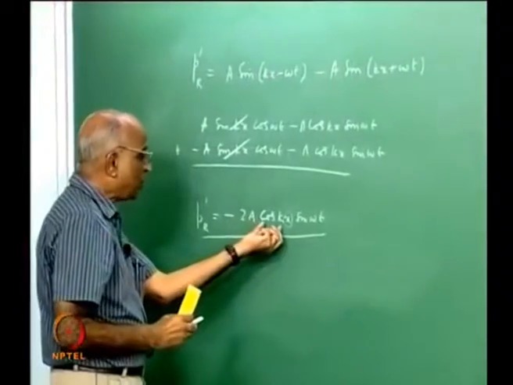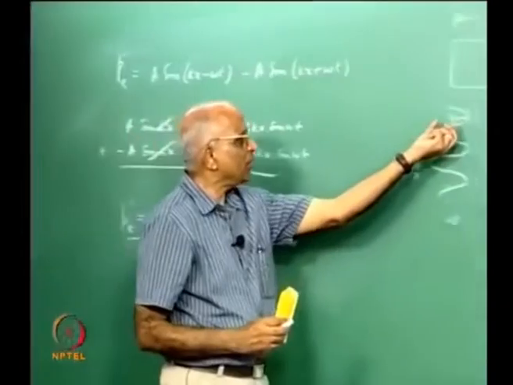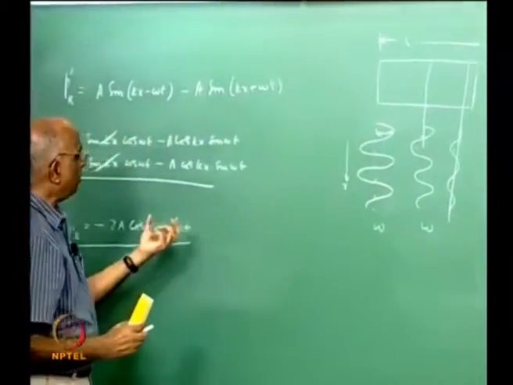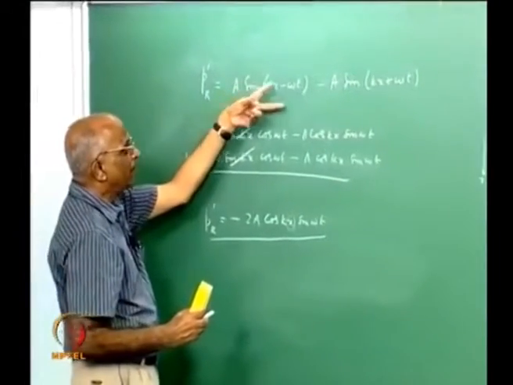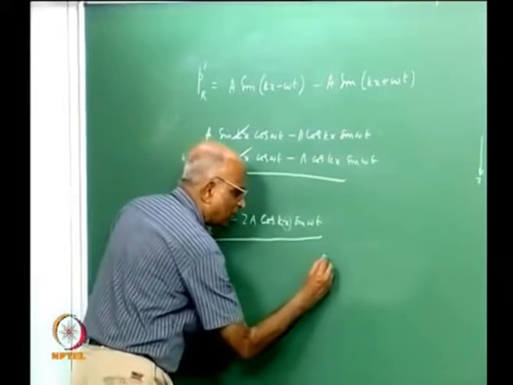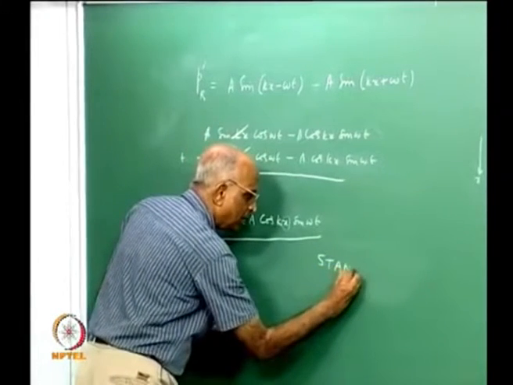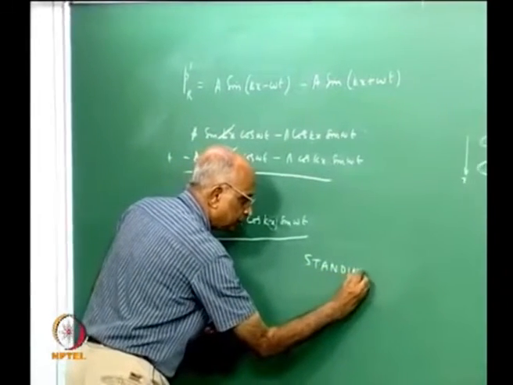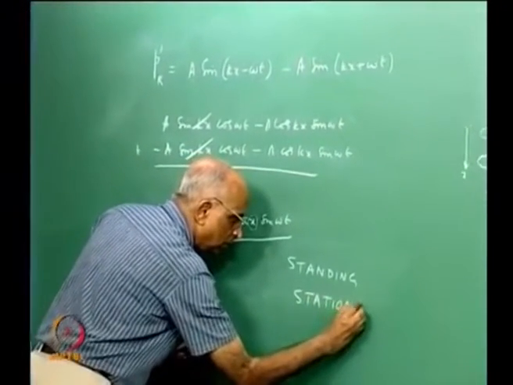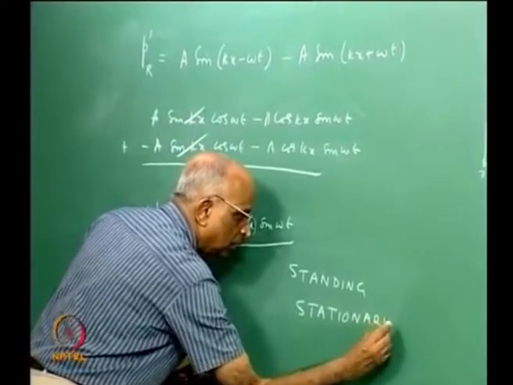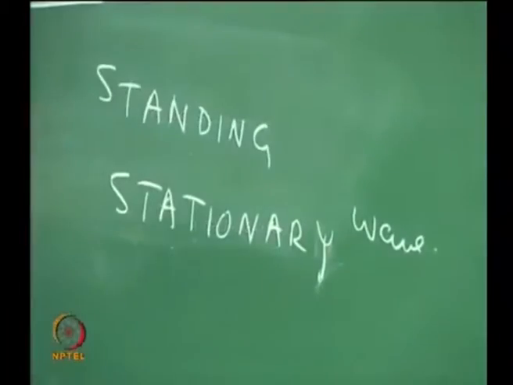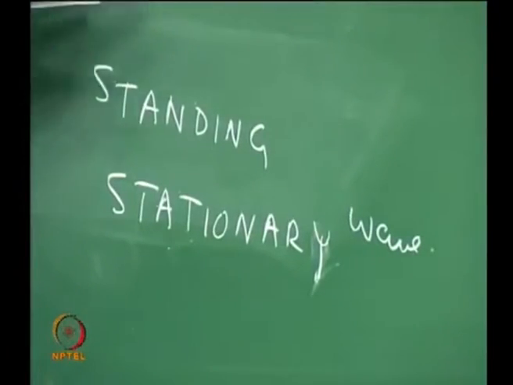I get at fixed points oscillations of a certain amplitude, and these are not travelling anymore. That means the combination of the incident wave and the reflected wave leads to something like a standing or a stationary wave, which no longer travels. Therefore, what is going to happen to my combustion chamber?